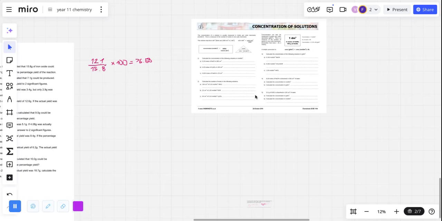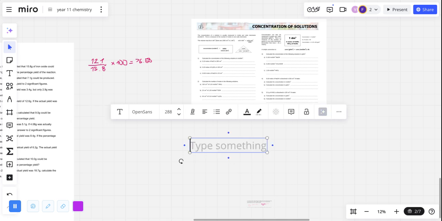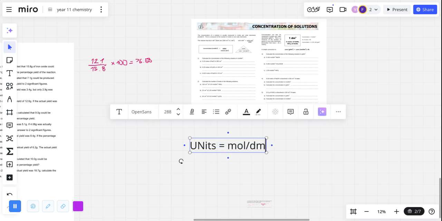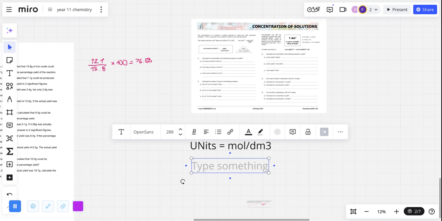Everything about concentrations that makes it easier is understanding units. The units for concentration are mole per dm³. The way you would say it in words, and this is really important because it tells you everything about it.